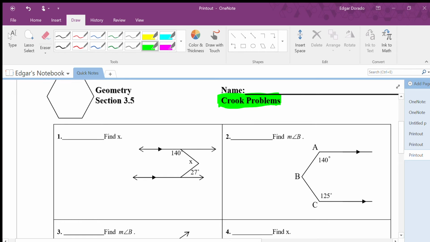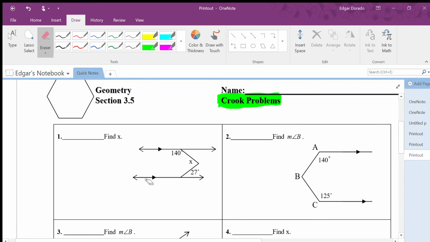All right, so in example number 1, it says to find x, okay? And first off, before we even go further into it, notice that these two lines are parallel. Okay, and we know that because of our little symbol here. All right, it shows us that those two are parallel.